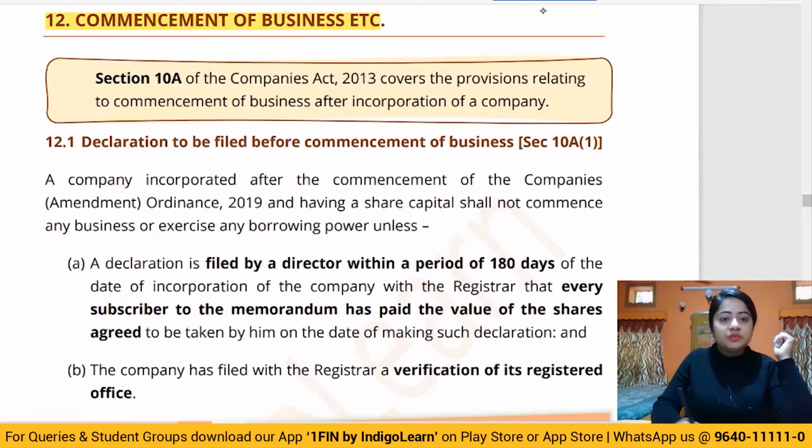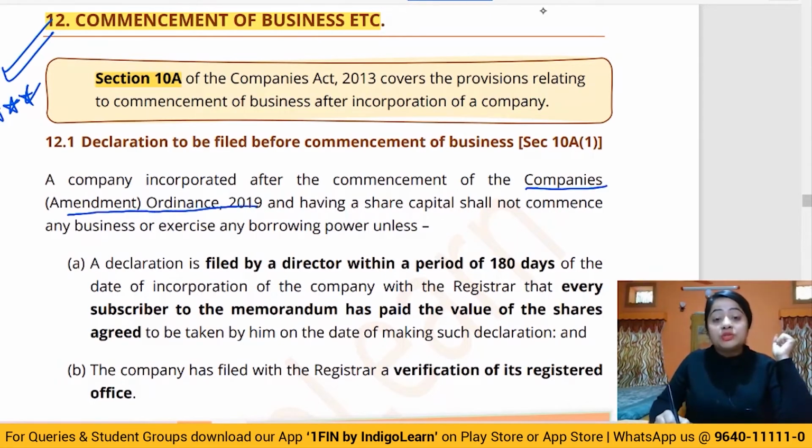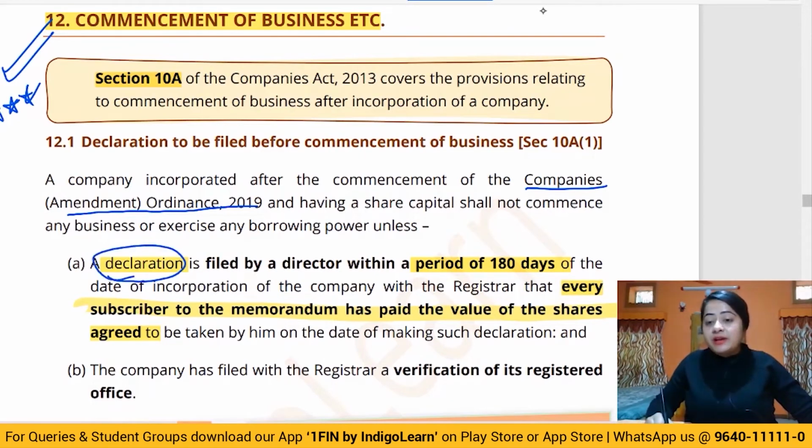Let's move on to the next section, which is section number 10A, which talks about commencement of business. This particular section is important from the perspective of your examination. It states that from the date of commencement of the Companies (Amendment) Ordinance 2019, if the company wants to commence business, they will have to fulfill two conditions. The first condition is that they have to file a declaration with the registrar of companies within a 180-day period, stating that every subscriber to the memorandum has paid the value of the shares that they have agreed to purchase. The company's directors will have to sign this declaration, and it has to be filed within 180 days.